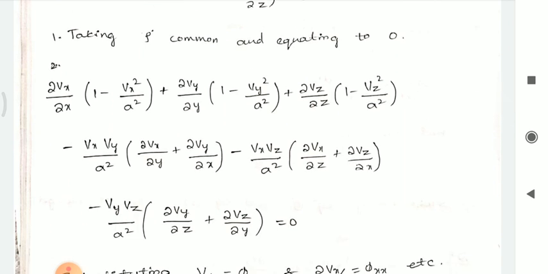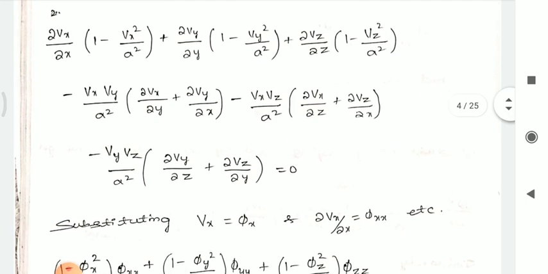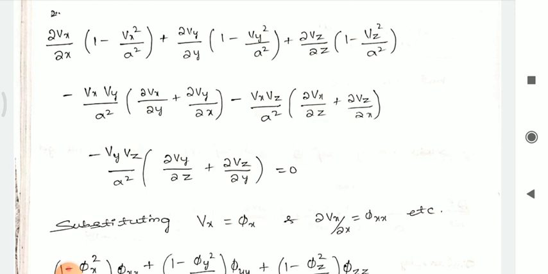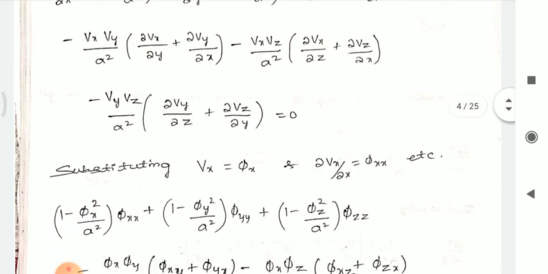Where if you take ∂Vx/∂x common throughout the equation, then you'll have this particular (1 − Vx²/a²), and then ∂Vy/∂y if you take common, you'll have (1 − Vy²/a²), and ∂Vz/∂z if you take common, (1 − Vz²/a²) you'll have. And then the remaining terms, it will be minus of VxVy/a² into (∂Vx/∂y + ∂Vy/∂x). And similarly, the remaining terms you have to write down.